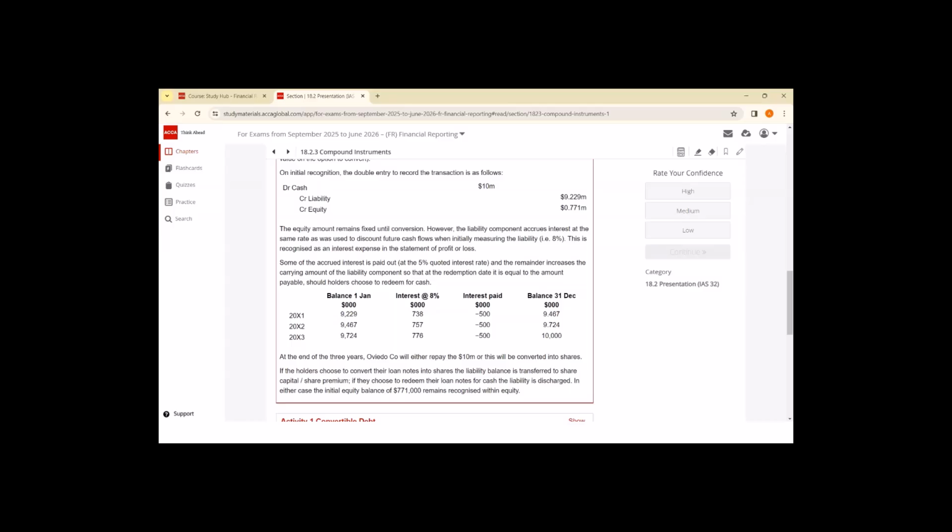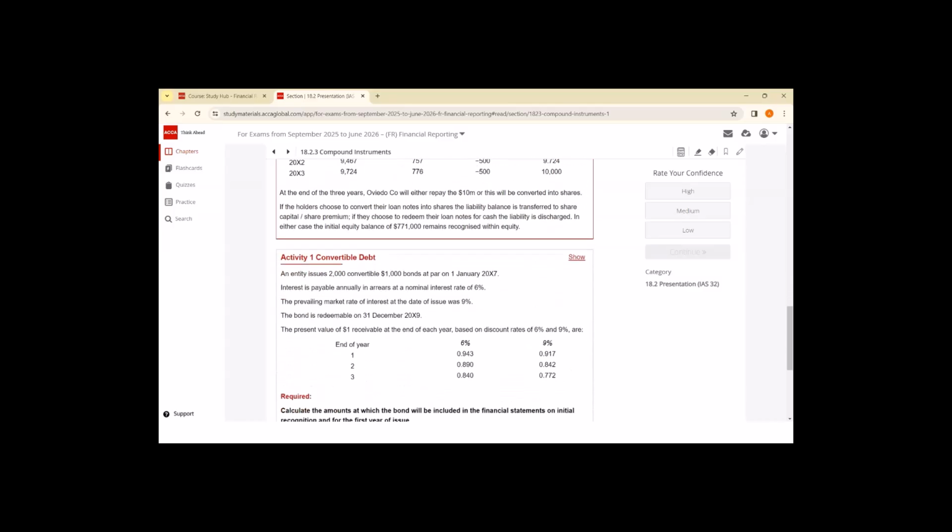Then the closing balance of this year end is going to be the opening balance of year 2. Then we charge interest expense on it again at 8%, the effective rate of interest on the opening balance. So 8% is being charged on 9,467 to get this value of 757, minus the interest paid, and the balancing figure is the carried down balance.